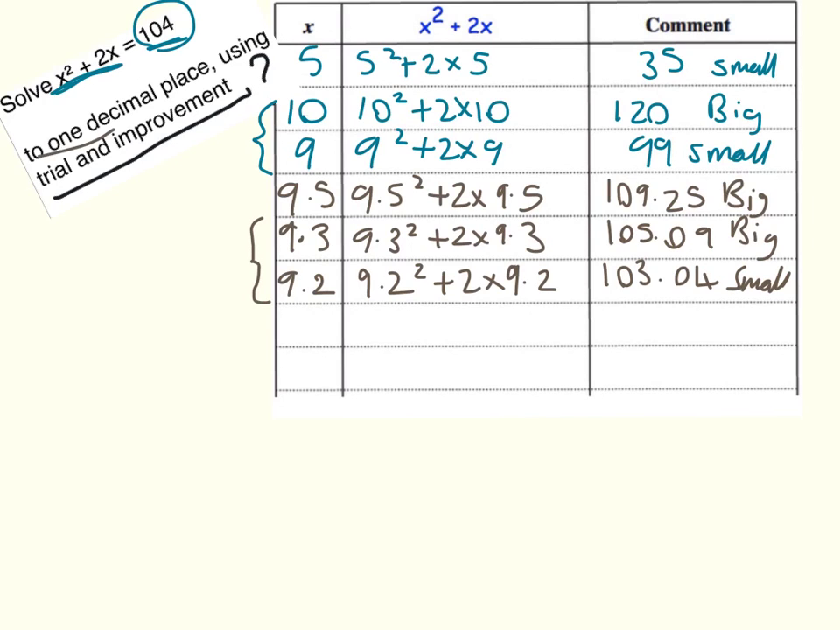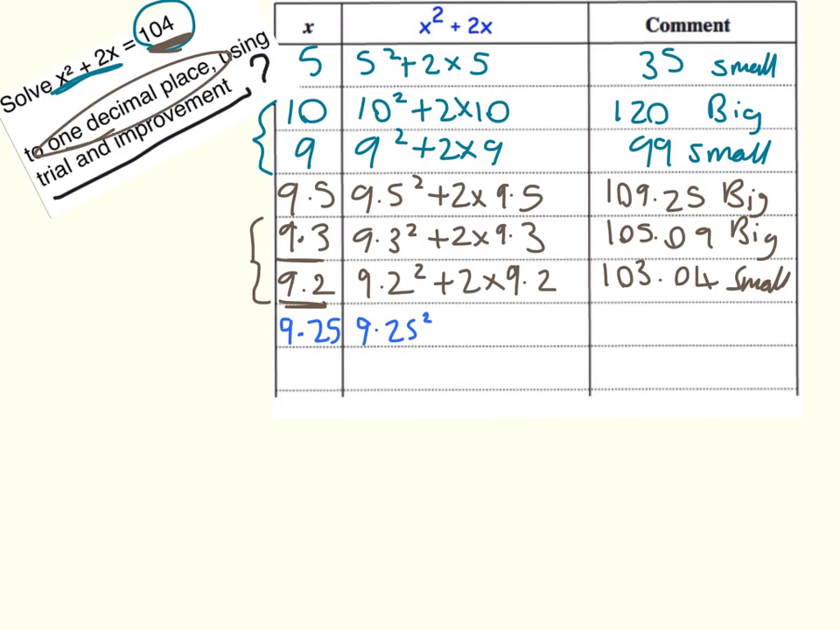Now it wants me to give the answer to one decimal place, and to one decimal place doesn't mean getting close to 104 to one decimal place. What it means is either it's closer to 9.2 or 9.3. So in order to figure out which one it's closer to, I need to do halfway between them, which is 9.25.